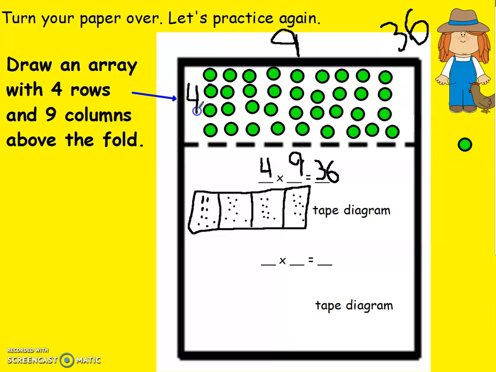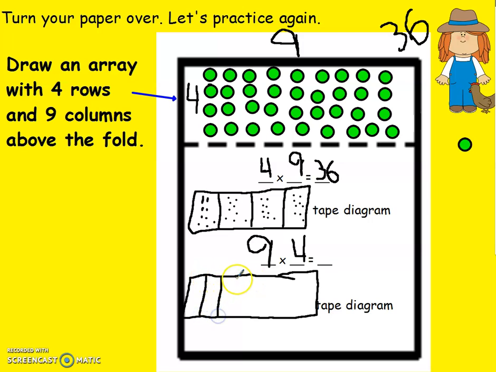And let's rewrite my 4. So what about right here? What if I do this? Now how many groups will we have in our tape diagram? How many groups will we have? 9. So let's draw our 9 groups. So 1, 2, 3, 4, 5, 6, 7, 8, and then we'll do the 9th one right here. So this is 9 groups.